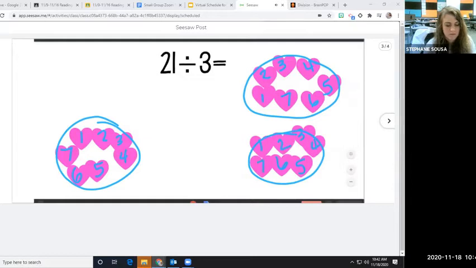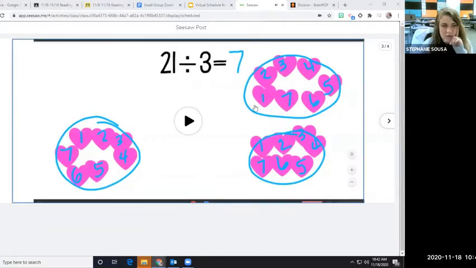So as you can see, we took 21 hearts, divided them into 3 groups, made sure each group had an equal amount, counted to make sure that we had the same amount in each group, and we do. So we can put our quotient of 7 because 21 hearts divided into 3 groups means that there's 7 hearts in each group.